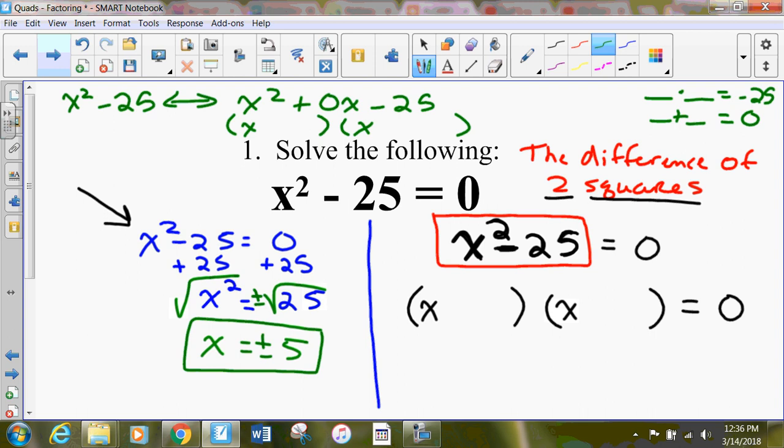So I'm thinking about positive 5 and negative 5, right? 5 times negative 5 is negative 25. 5 plus negative 5 is 0. So that's what we're going to put here.